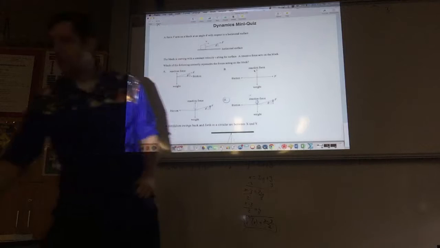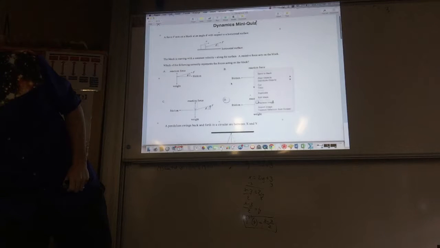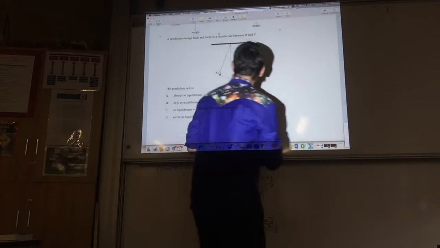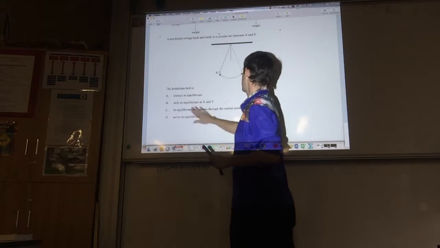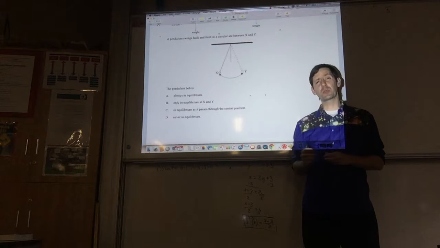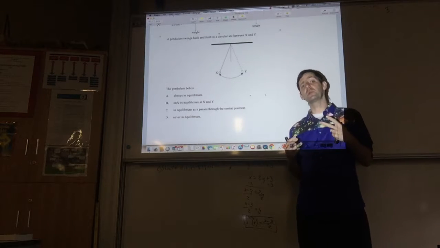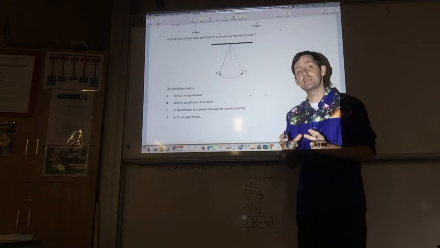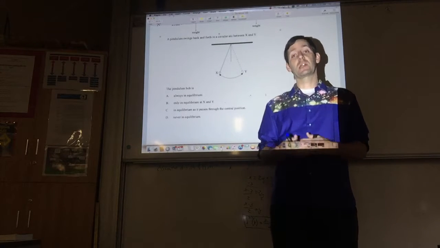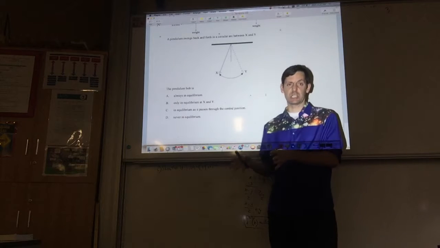All right, moving on to question number 2. Question number 2 asks us about a pendulum swinging between X and Y. The important thing to recognize is that it's asking about equilibrium. Well, again, what does equilibrium mean? Equilibrium means that the forces are balanced. If the forces are balanced, then that means that there is no acceleration. That means the velocity is not changing.